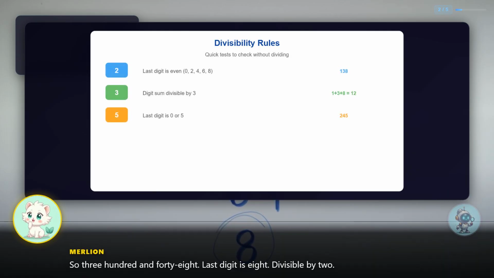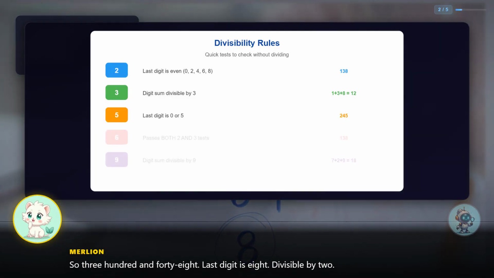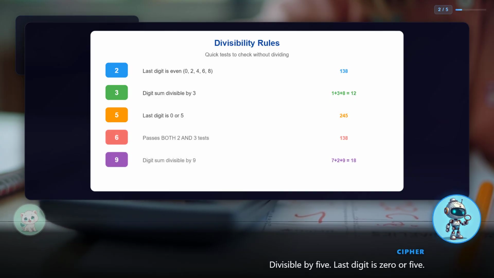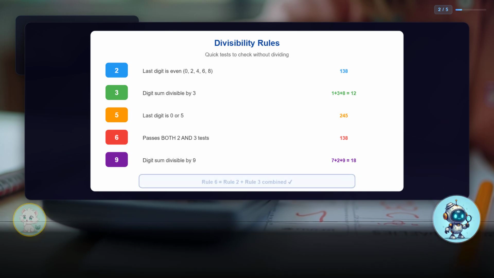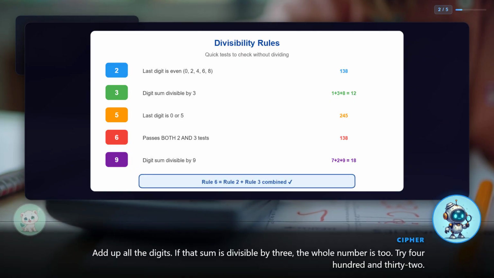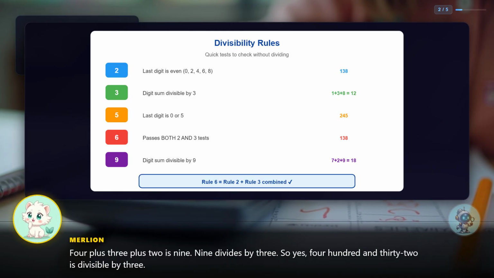So, 348. Last digit is 8. Divisible by 2. Divisible by 5. Last digit is 0 or 5. Easy. What about 3? Add up all the digits. If that sum is divisible by 3, the whole number is too. Try 432. 4 plus 3 plus 2 is 9.